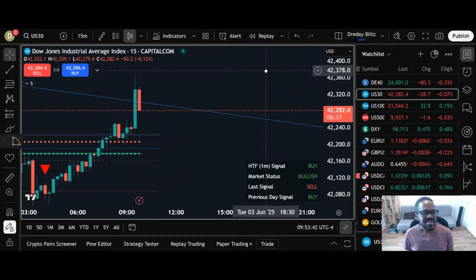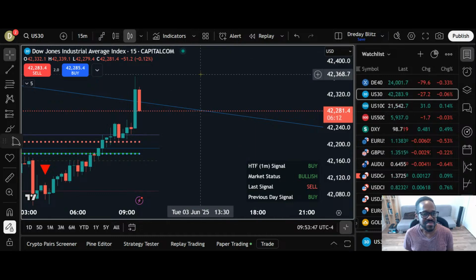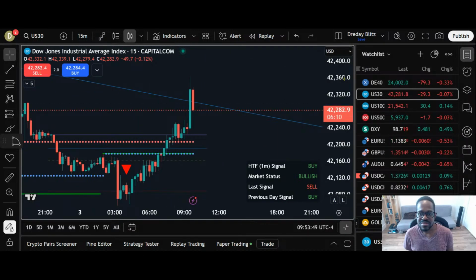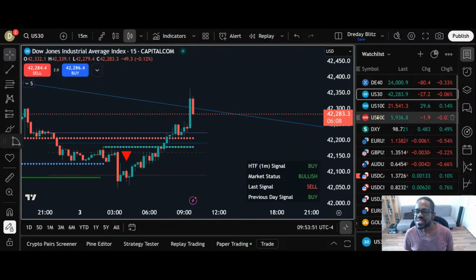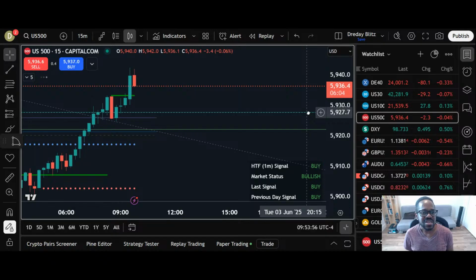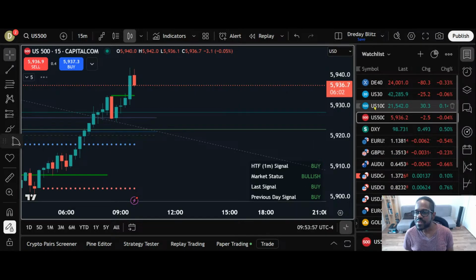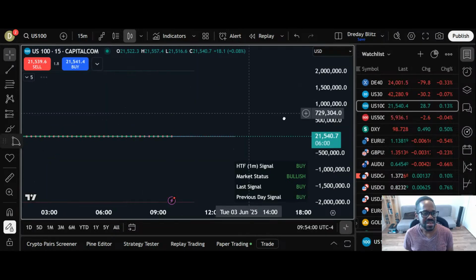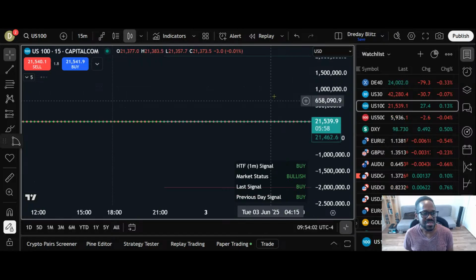So right now the US30 here is going down on the 15. So pretty good indication that all of the indices will start to retrace in the downside. S&P 500 is going down too. Nasdaq, we just saw it.